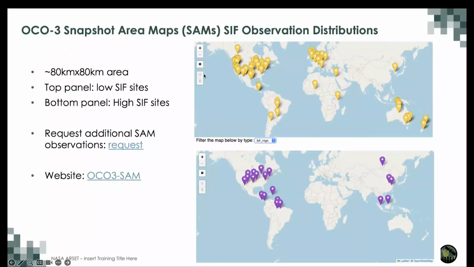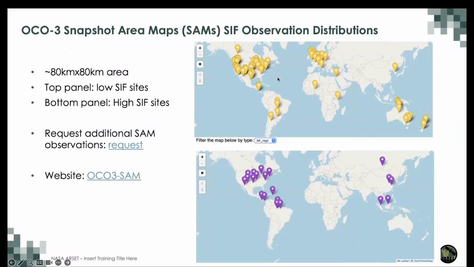Besides the land nadir, land glint, and ocean glint observations, OCO-3 has this very unique snapshot area maps. For the SAM observations, OCO-3 scans an 80 kilometer by 80 kilometer area within 2 minutes. So it has a little bit broader observation coverage compared to target mode.